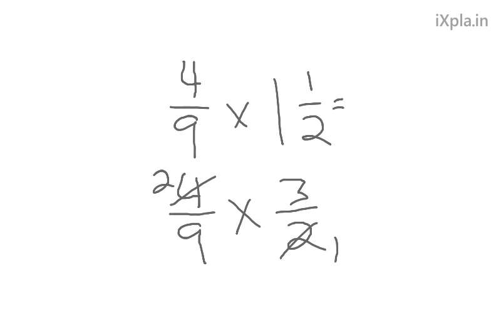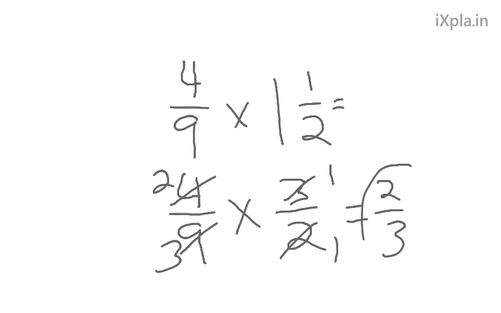9 and 3. 3 will go into both. 3 goes into 9 3 times. 3 goes into 3 one time. Now we've finished our cross-canceling. We can multiply across. 2 times 1 is 2. 3 times 1 is 3. And that is our answer. 2 over 3.